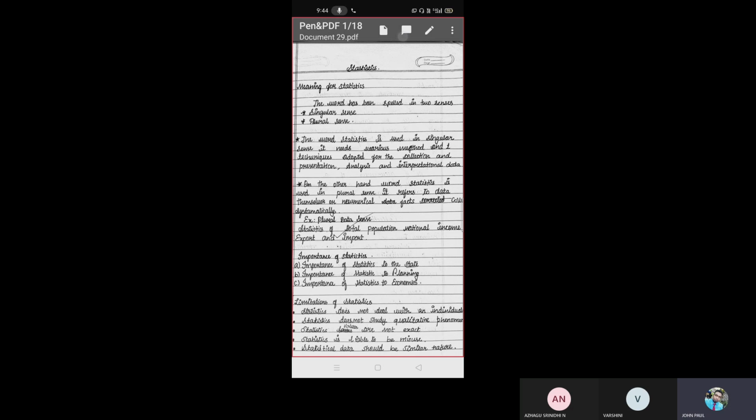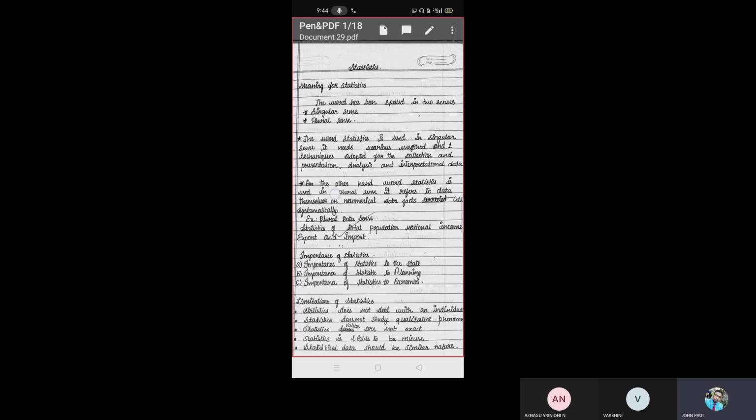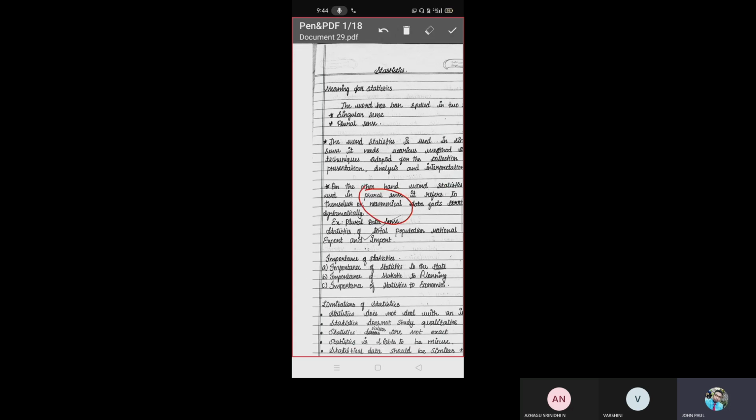On the other hand, statistics is used in the plural sense. It refers to data themselves or numerical facts collected systematically. What do you mean by numerical facts? For example, statistics gives us data. You can take the population of Tamil Nadu, 8 crores. In this, how many male, how many female, how many kids, how many old people, how many of them are physically challenged. So getting all the details is what is called numerical facts.